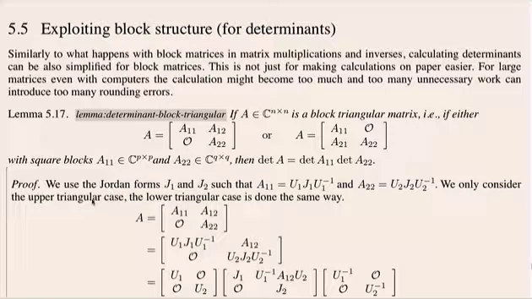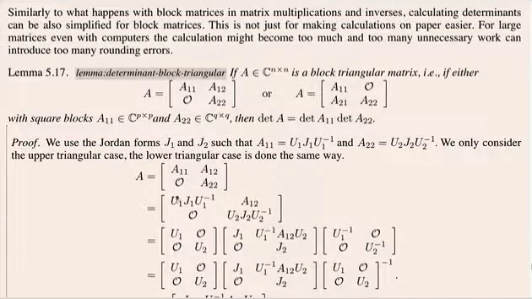And probably the easiest is to use Jordan forms, J1 and J2, for A11 and A22. So that means A11 is U1 J1 U1 inverse, and A22 is U2 J2 U2 inverse. We only consider the upper triangular case. The lower triangular case is done the same way. So we can write this A11, A12, 0, A22 structure by substituting U1 J1 U1 inverse for A11, and similarly substituting the Jordan form for A22.